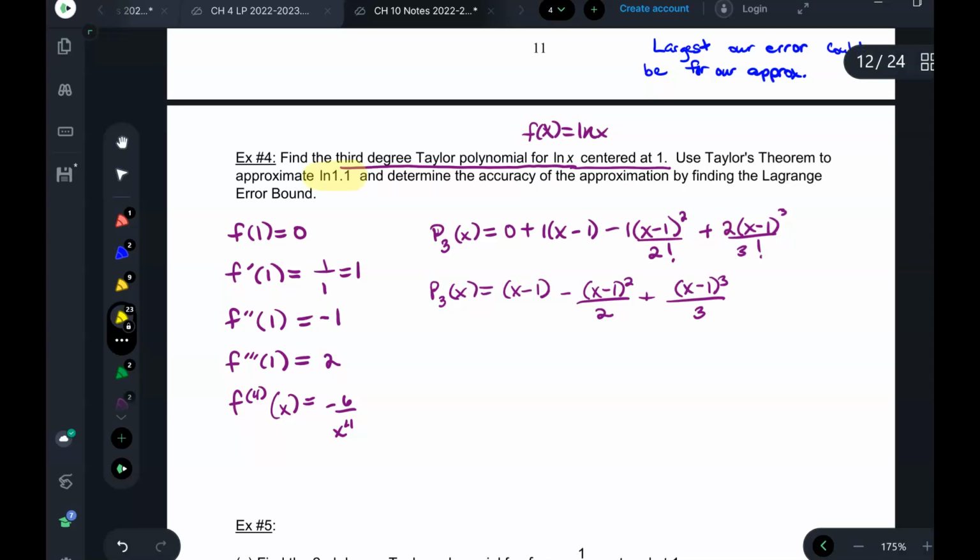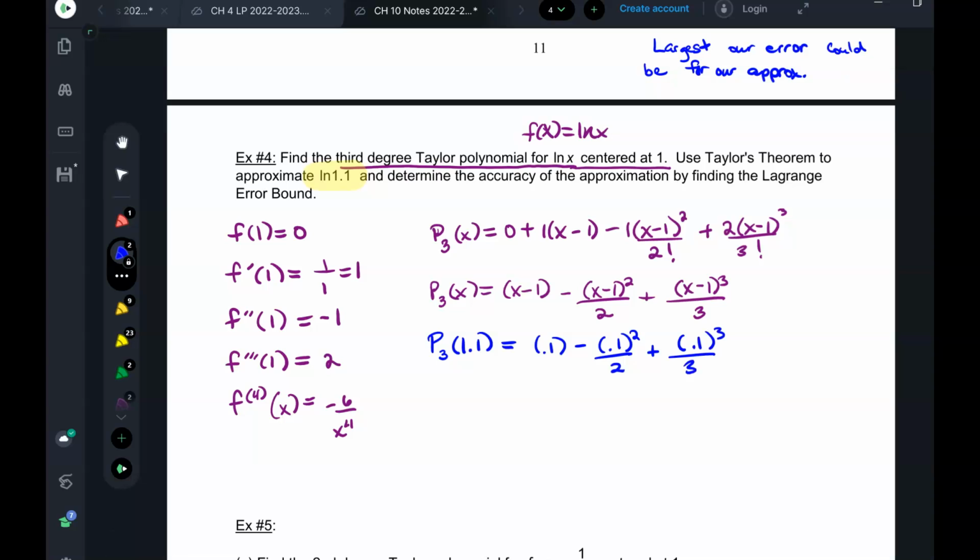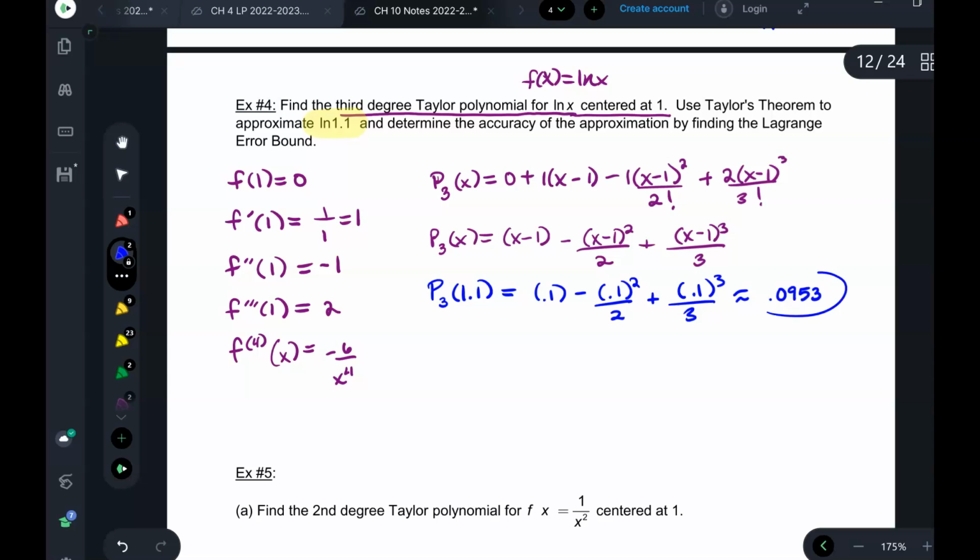We want to approximate natural log of 1.1 using. Okay. So it's going to be 0.1 minus 0.1 squared over 2 plus 0.1 cubed over 3. So 0.1. It's okay, I'll just tell you what it is. 0.001 over 2. Maybe plus 0.0001. 0.00095. Okay. Where are they going? Oh my god.